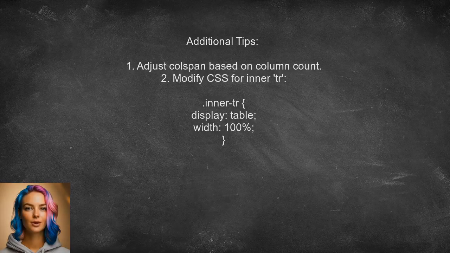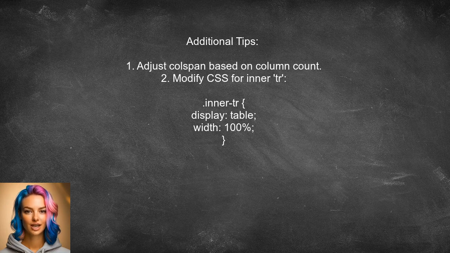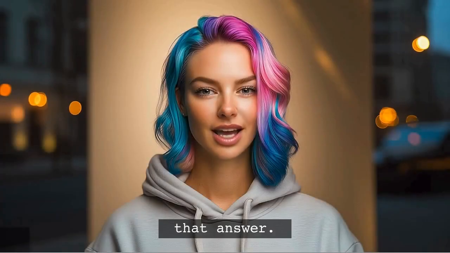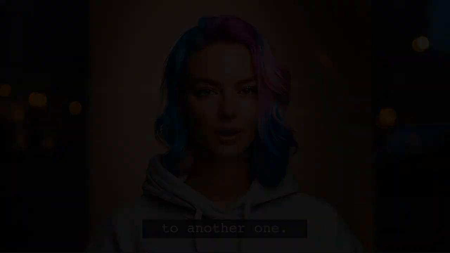They also mention that you can adjust the colspan based on the number of columns in your table for better accuracy. Additionally, they modified the CSS for inner tr elements to ensure proper display, setting their display property to table and width to 100%. That wraps up that answer. Let's move on to another one.